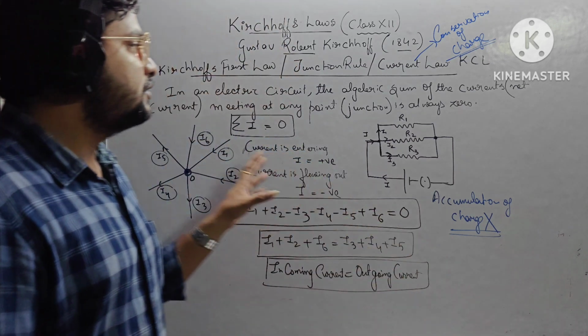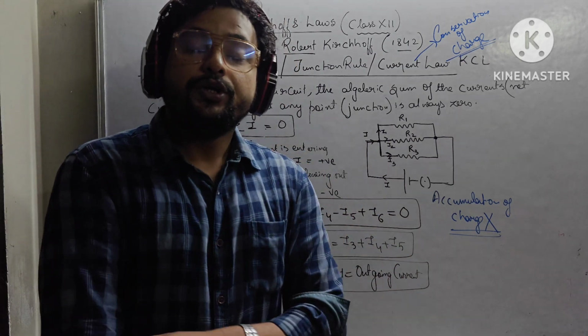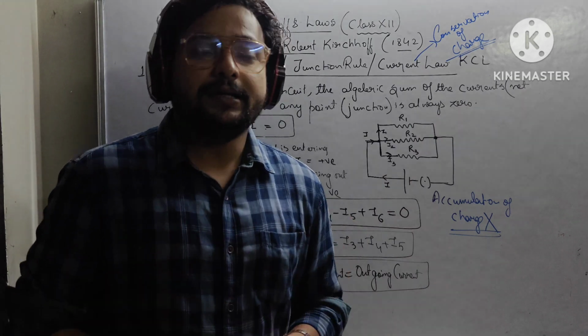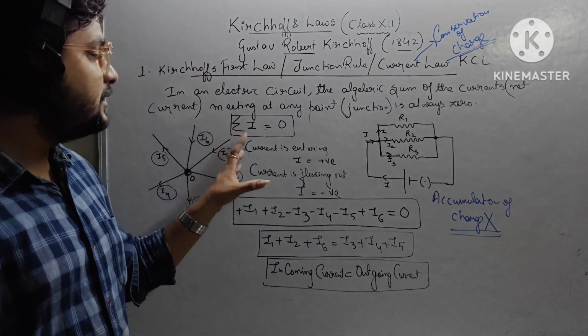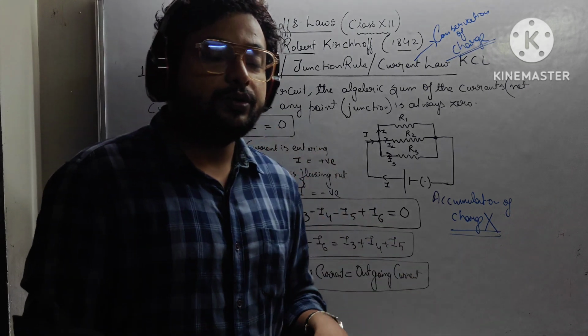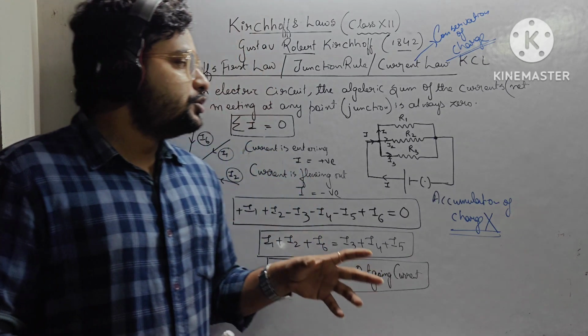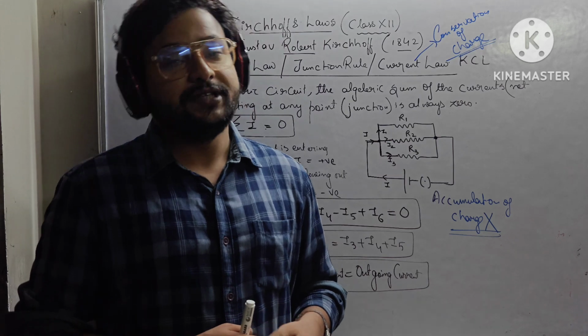So that was Kirchhoff's junction rule. This is a very helpful rule when we are solving numericals based on very complicated circuits. In that case, we can easily use this Kirchhoff junction rule to make the circuit simpler. Once you have understood this one, we can go to the second rule, Kirchhoff's second law.